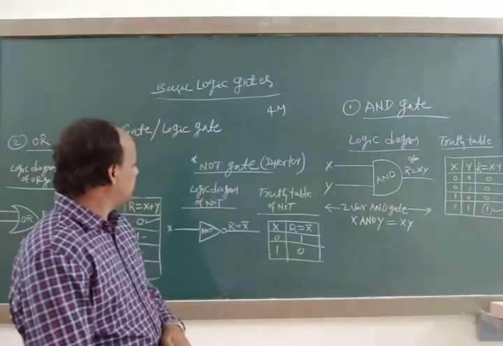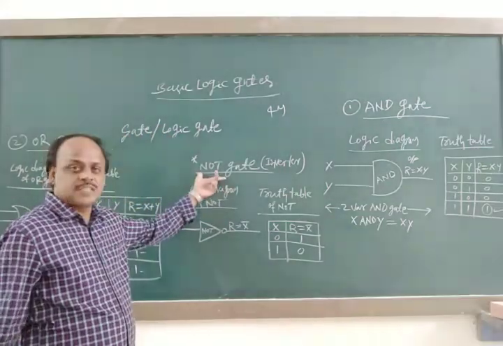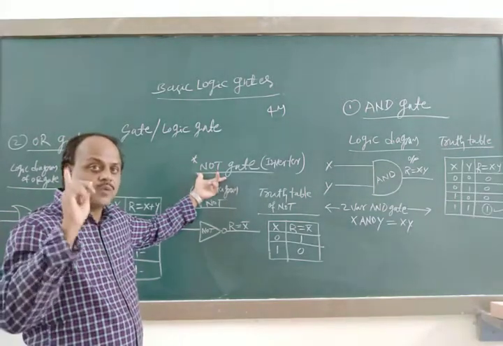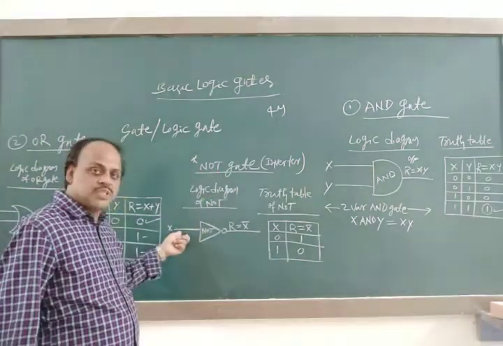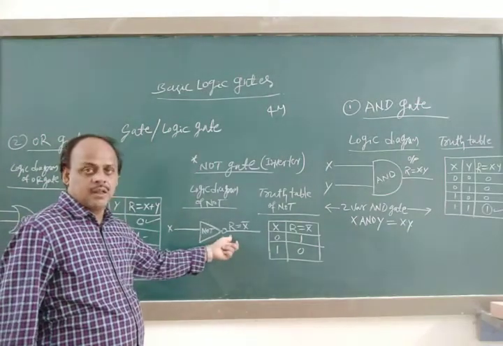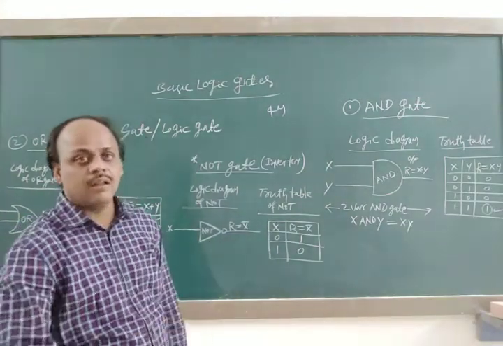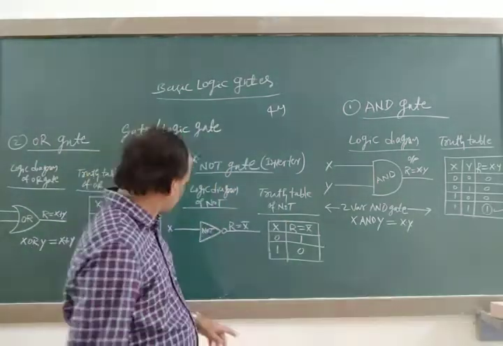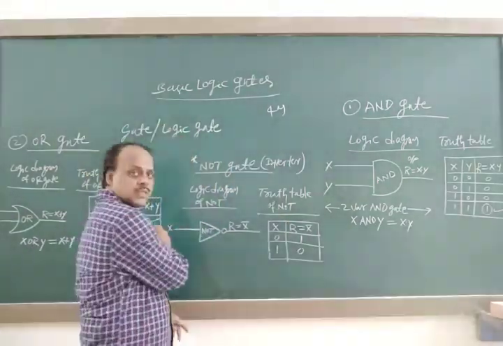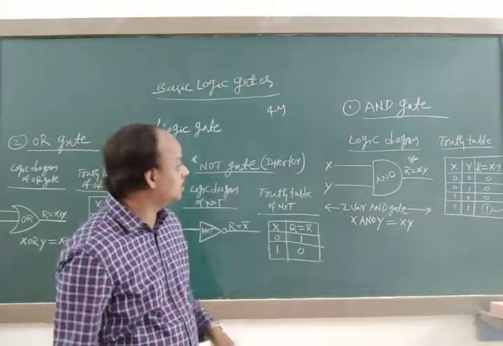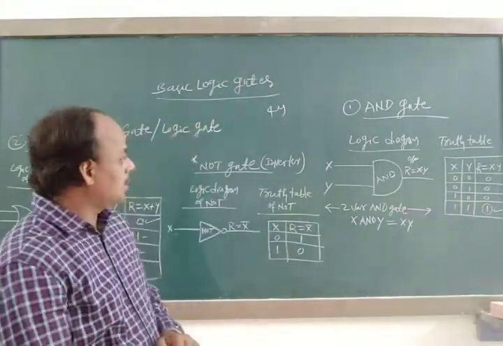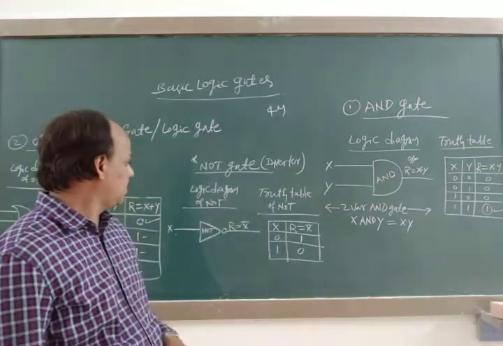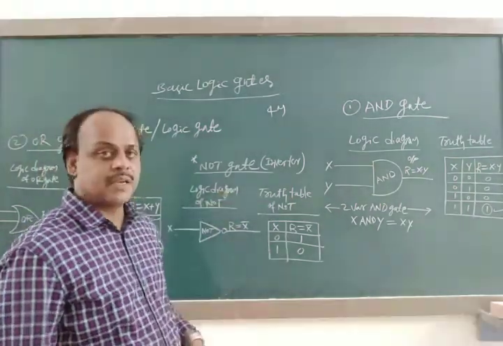So it is very important. NOT gate is a special gate because it has only one input signal and one output signal. Except NOT gate, all the gates are going to have 2 or more inputs, but NOT has only one input signal. So these are the definition, truth table, and logic diagram of basic gates.